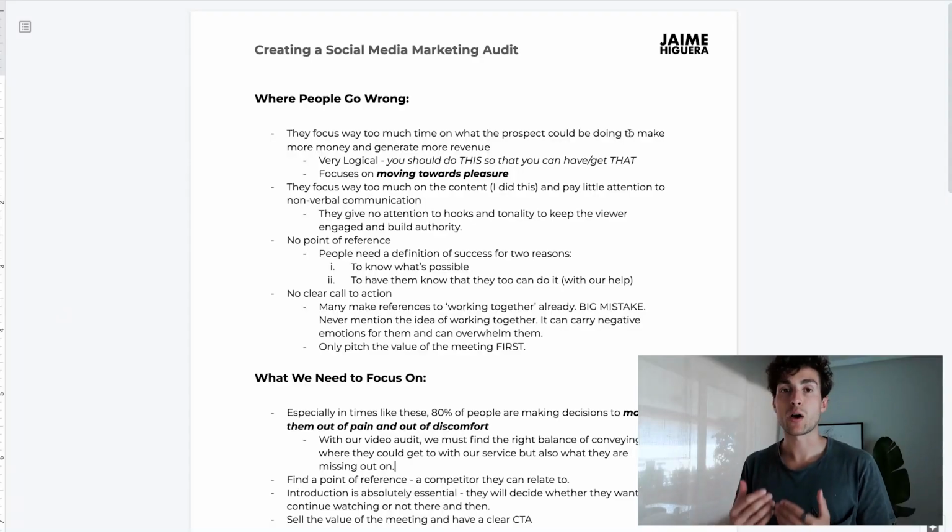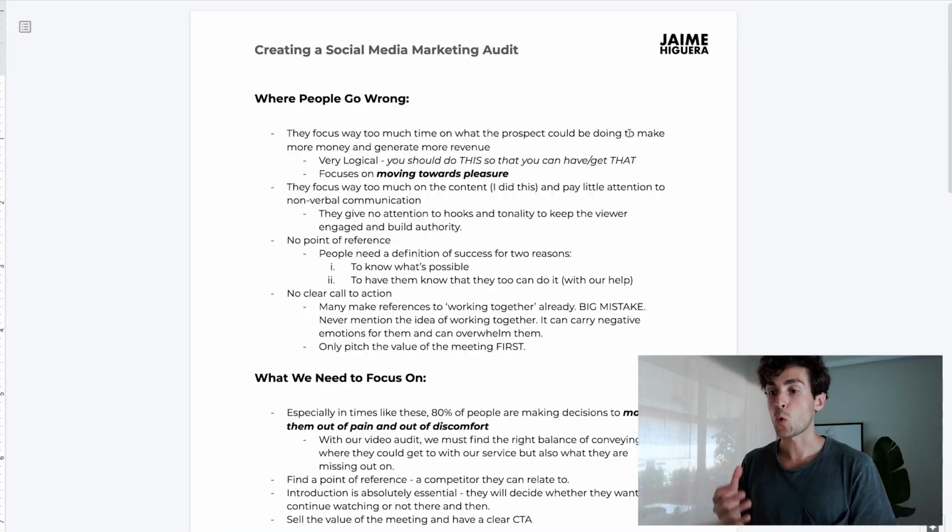This is one key that you want to carry with you throughout your whole sales process: you never want to mention the idea of working together, okay? It can carry negative emotions for them, and it can really overwhelm them. It can really push them away from you because you're showing that scarcity, okay? And the final thing is only pitch the value of the meeting first. That's the only thing you should be focusing on, just to get these people on a meeting and for them to see the insane value of the meeting and for you to convey just how much of a no-brainer it is for them to jump on a meeting with you. So that's really where people go wrong.